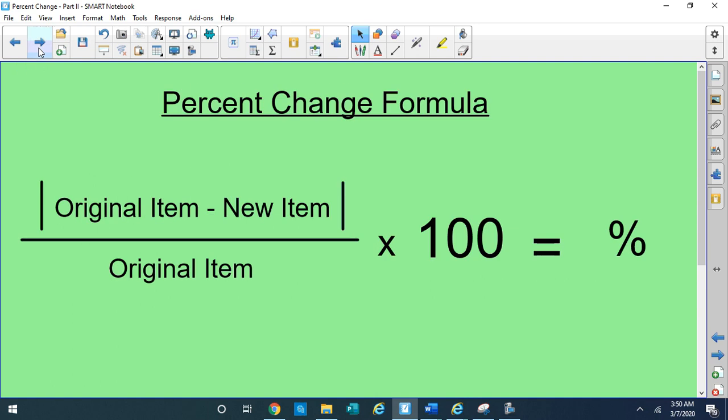I want to get to this formula for percent change because it's a little bit more direct, and I really like it and want to share with you how to use it. The formula is the absolute value of the original item minus the new item, divided by the original item, times 100, and that'll give you the percentage. We subtract the numbers first, then divide by the original number, and then multiply that fraction by 100 to give us a percent. I believe I created a video on how to change a fraction to a percent, so check it out, and that'll help you out with that.